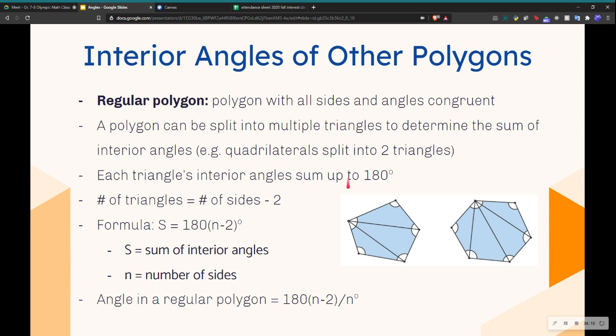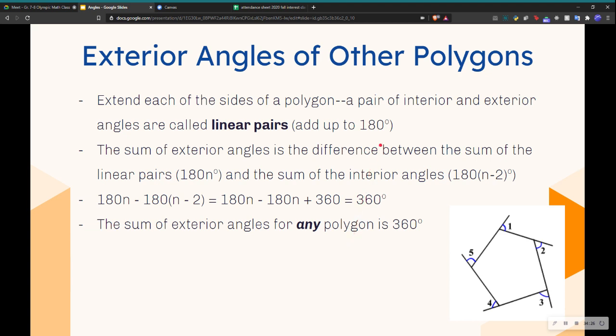Any questions? No. Just remember this formula. This is the most important thing you should remember. Also try to remember why the formula is formed like that. But let's move on. Now let's look at exterior angles of polygons.